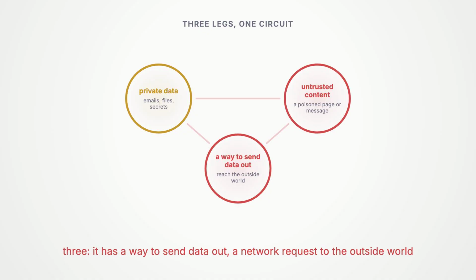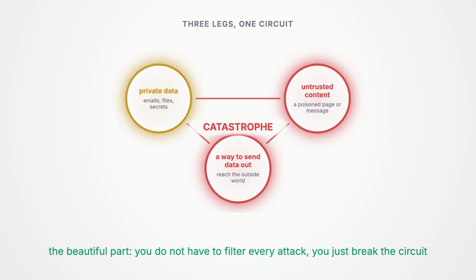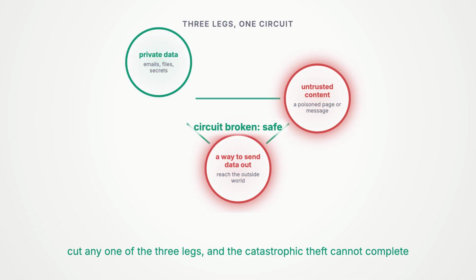Put all three in one session and you have the full chain. Untrusted content gives the attacker a voice, private data gives them a prize, and the exfiltration path gives them the door. Here is the beautiful, practical part. You do not have to win the impossible fight of perfectly filtering every malicious instruction. You just have to break the circuit. Cut any one of these three legs and the catastrophic theft cannot complete.